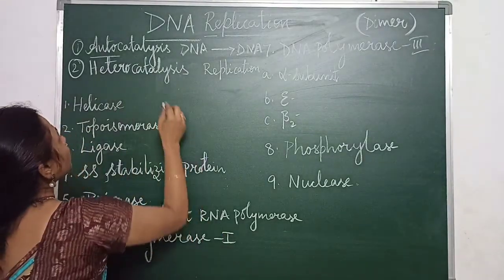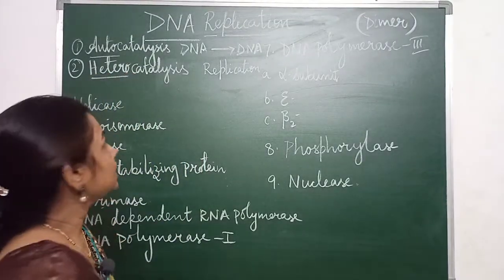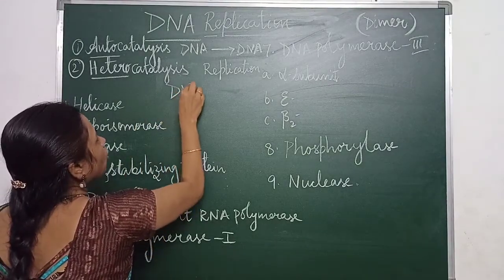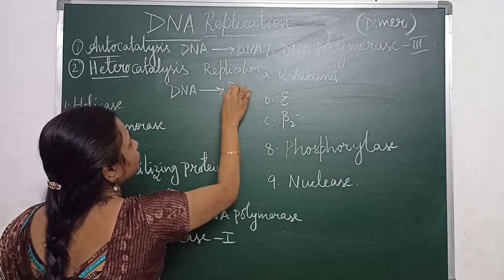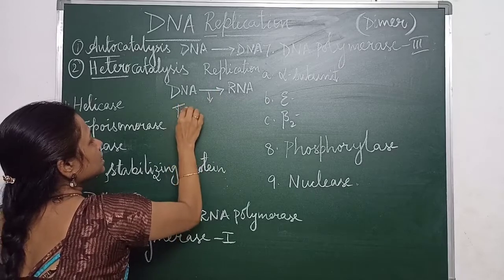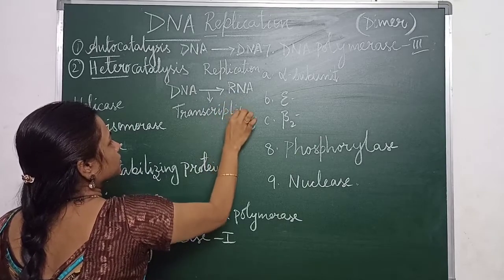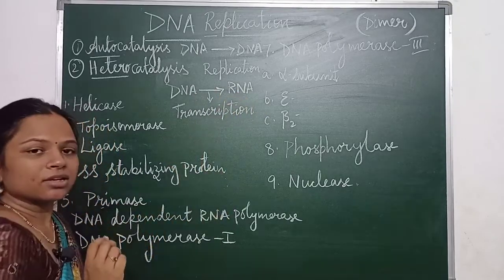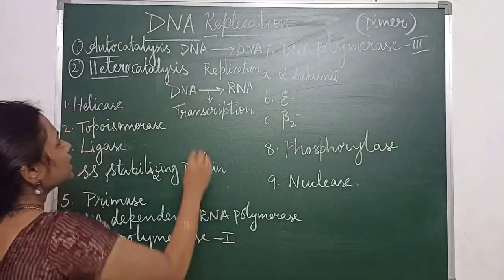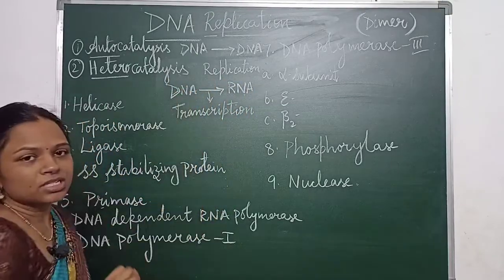Okay? So now coming to the other process, that is nothing but heterocatalysis. In heterocatalysis, you have the production of RNA from DNA. This process is basically called transcription. So here what happens is that an RNA molecule is produced with the help of this DNA.